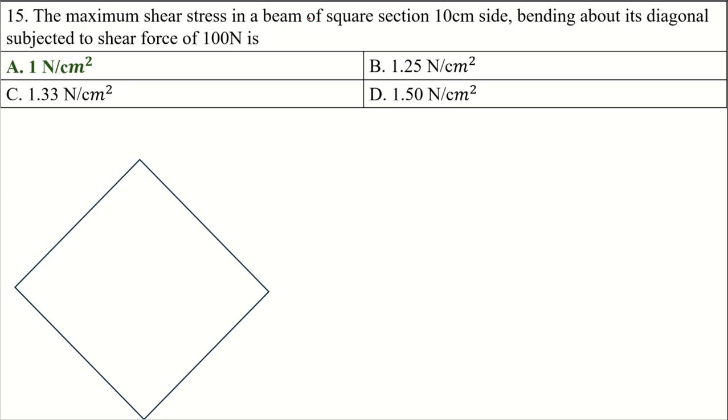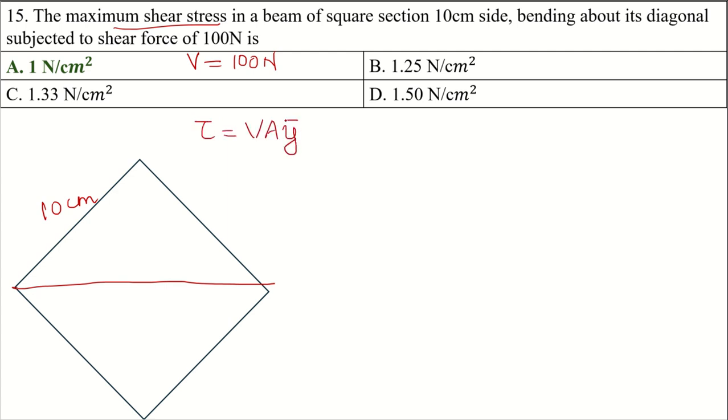The maximum shear stress in a beam of square section 10 cm side bending about its diagonal, subjected to shear force 100 Newton, is? We know the equation of shear stress: tau equals V A y bar divided by I B. V is the shear force, that is 100 Newton.